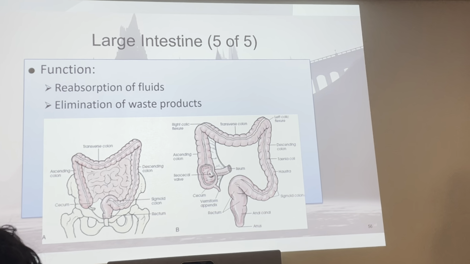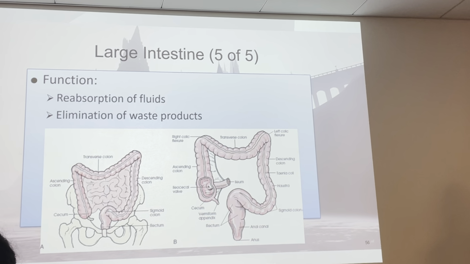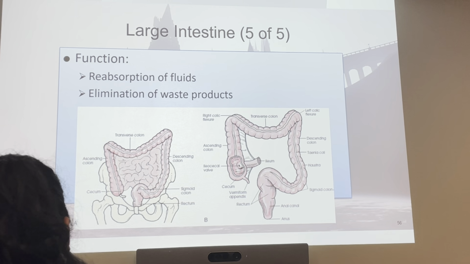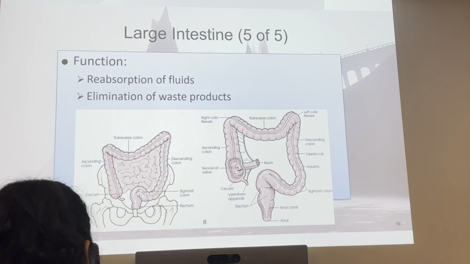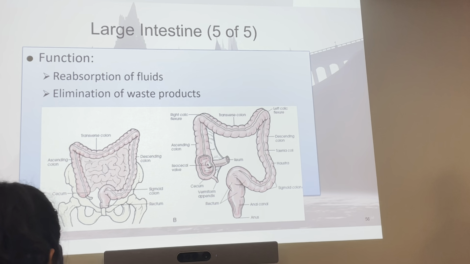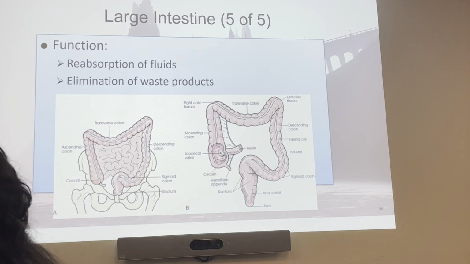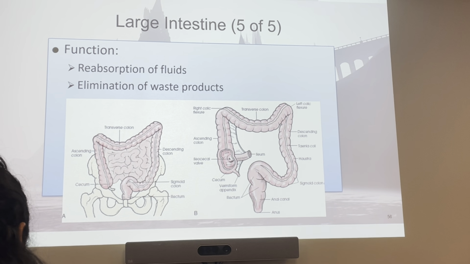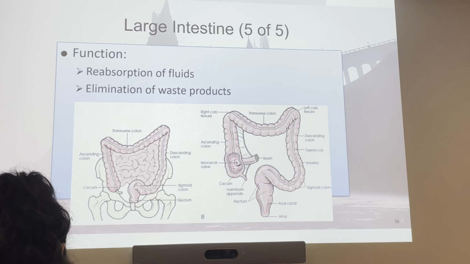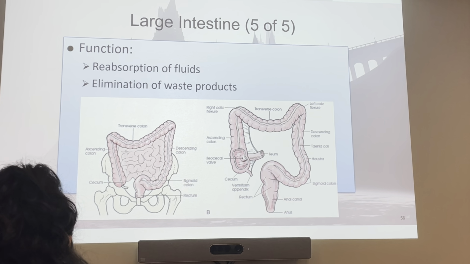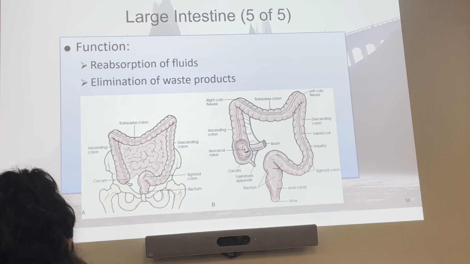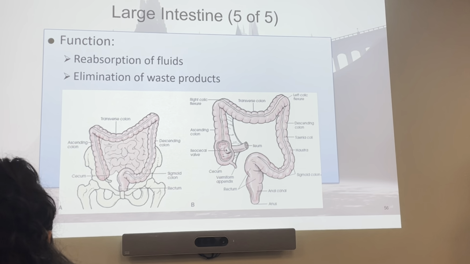What's the main function of the large intestine? Well, of course, reabsorption of the final fluids, and elimination of the waste products, which is why fecal material is solid when you eliminate it, because you're eliminating the last bit of fluid from that waste product. When you have diarrhea, the colon is not functioning properly. That's why a lot of liquid comes out. It should be solid waste.